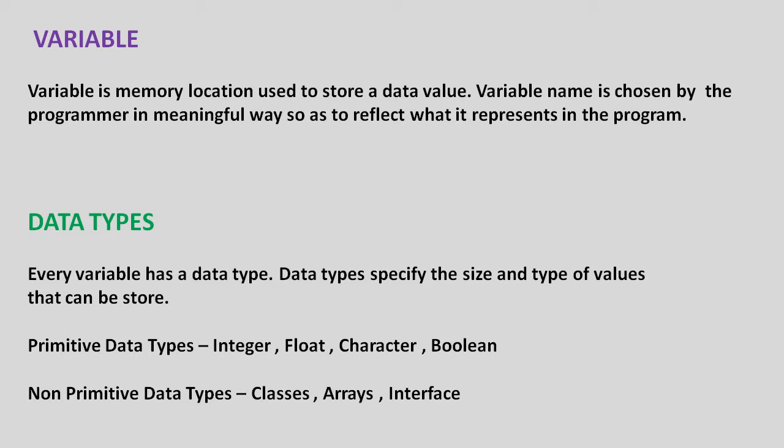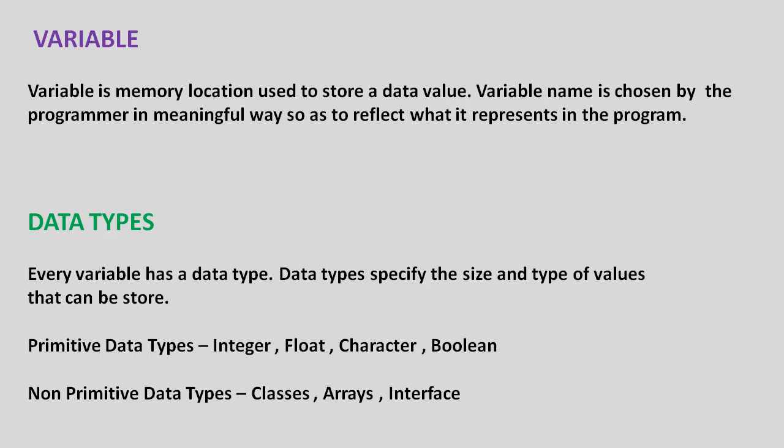In every program we require variables, and another thing is data types. Both of these things are very important. So let us first understand variables. When I talk about variables, I'm going to talk about local variables. The meaning of a variable is a memory location, and it is used to store data.